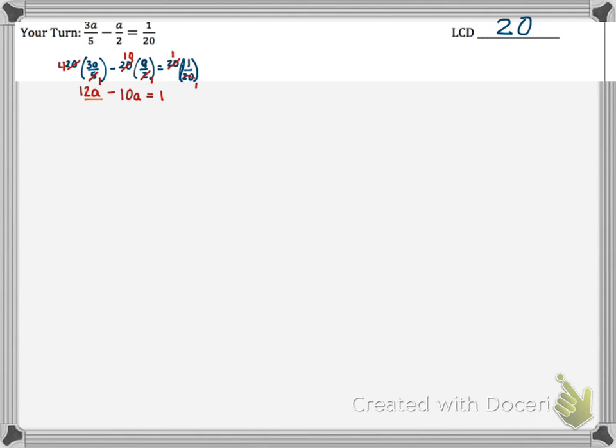We can combine our like terms of 12a minus 10a, and that is going to give us 2a is equal to 1.